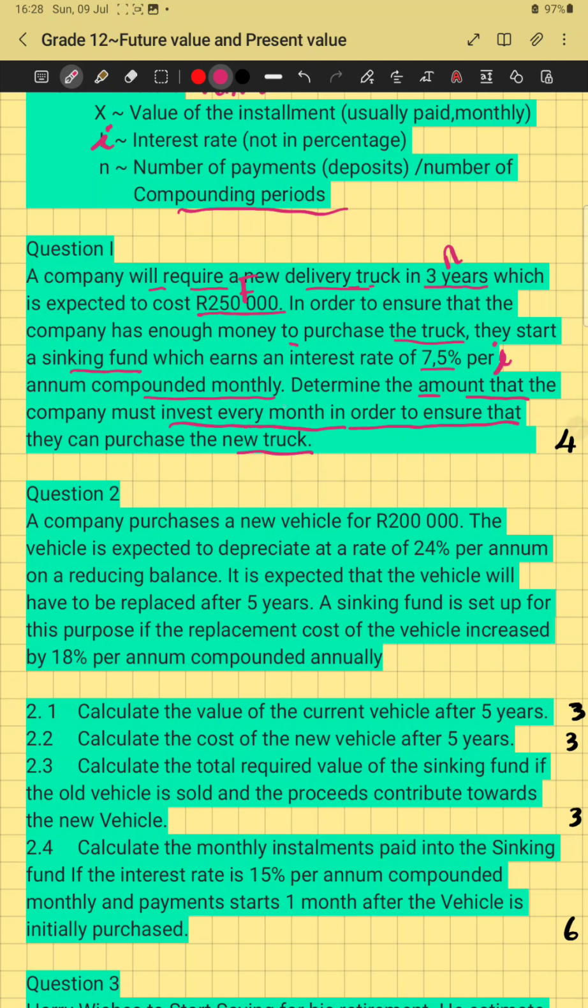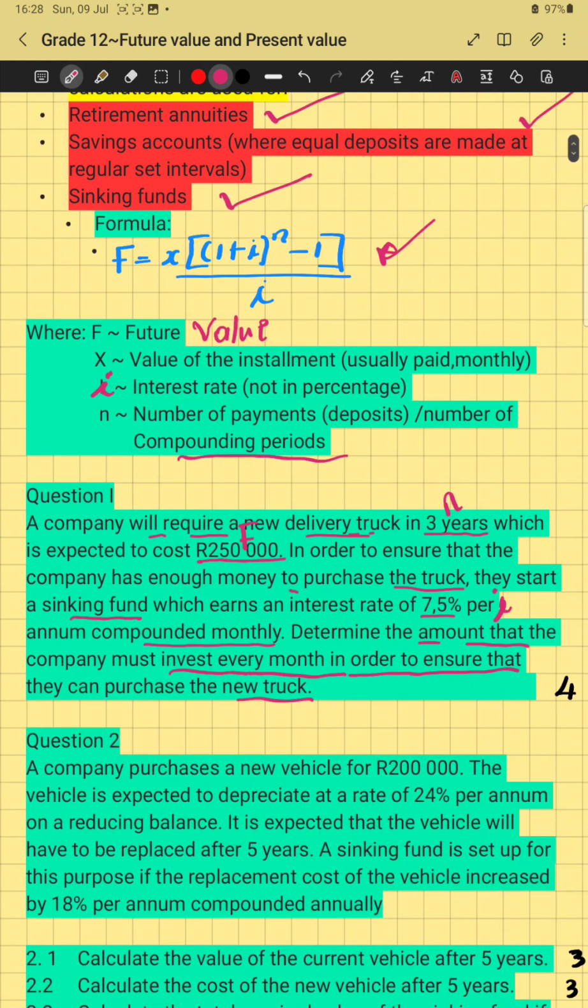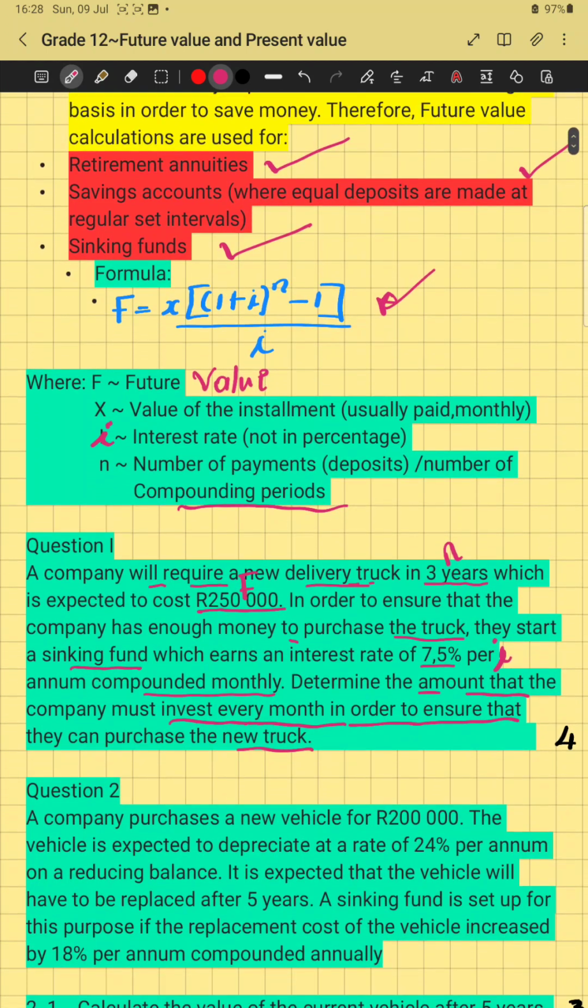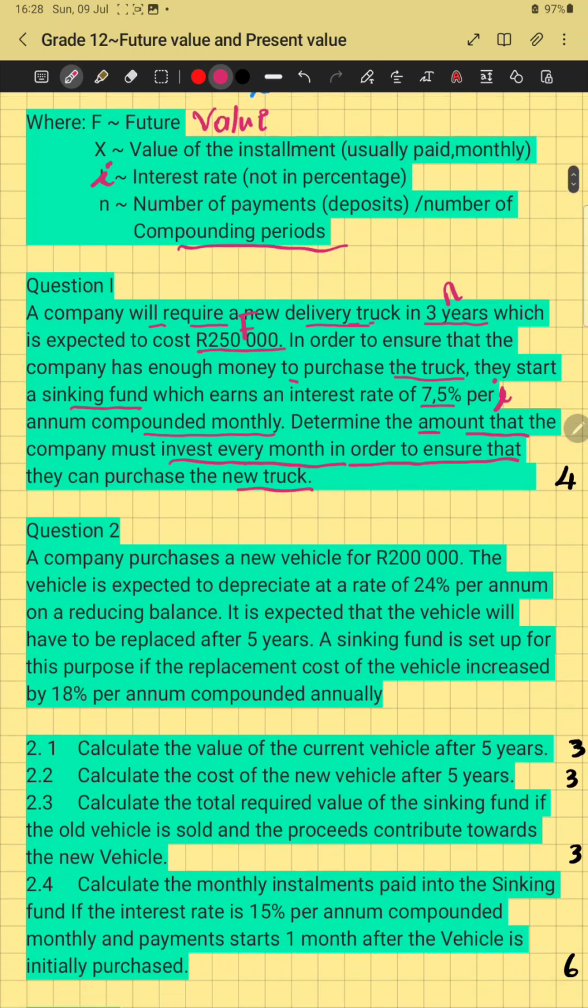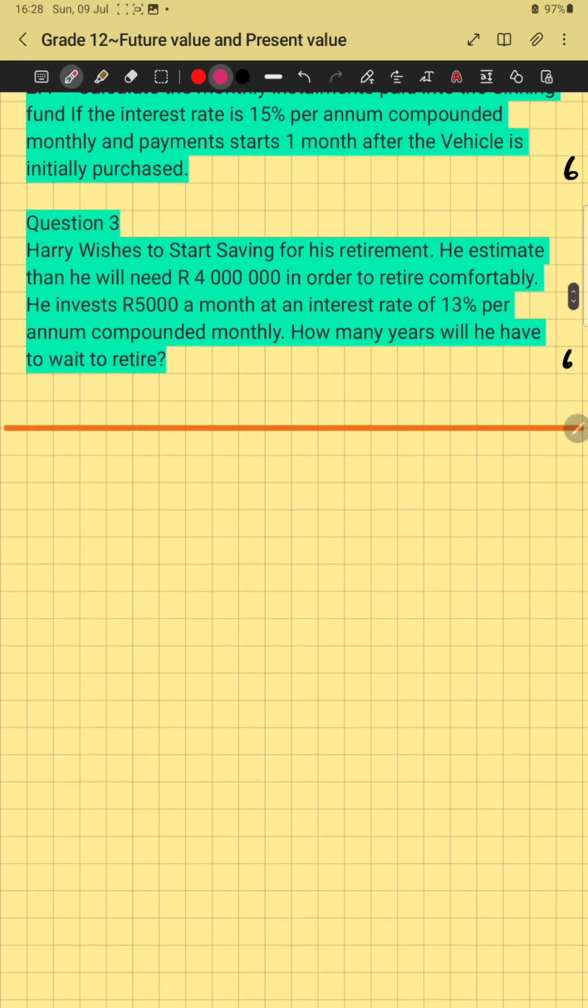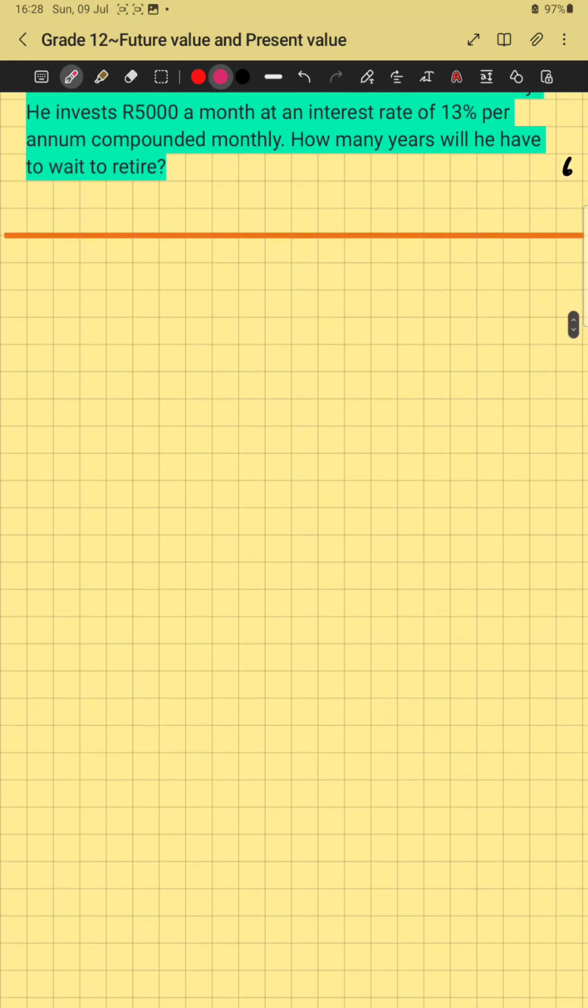Okay, now let's look at the first question. They say determine the amount that the company must invest every month. So that means this company needs to invest some amount of money in order to ensure that they have enough money to purchase this vehicle. So remember, I said X is the value of the installment. So that means we'll be looking for X there. Let me write the formula over here.